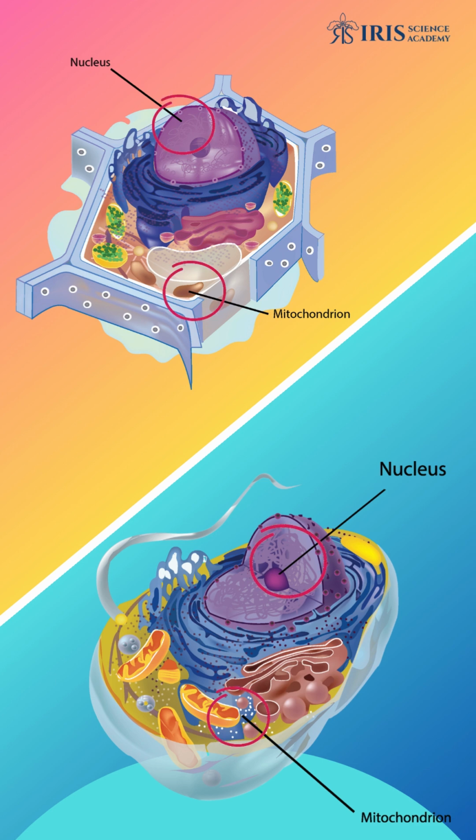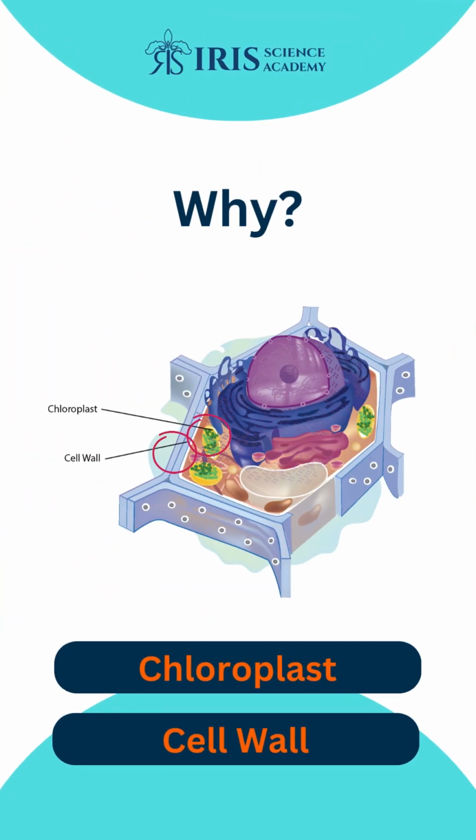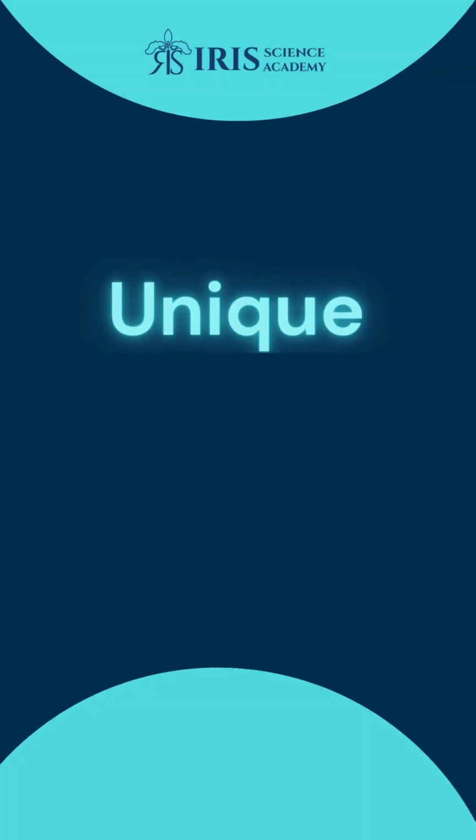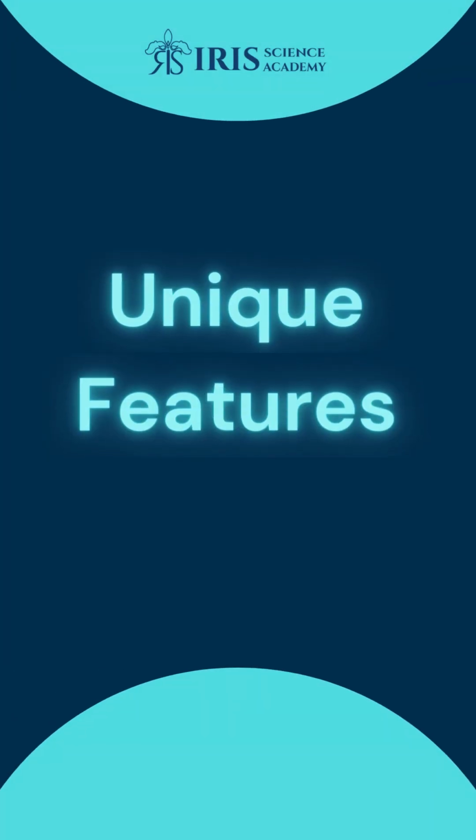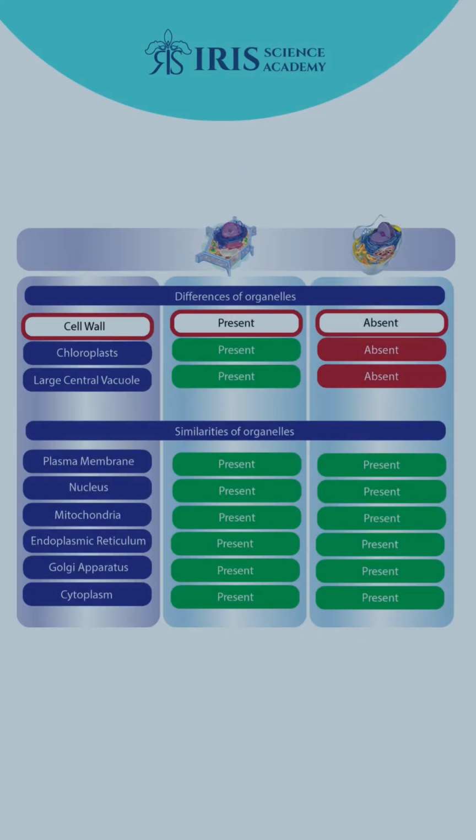Can anyone guess why plants need special structures, like chloroplasts or cell walls? Yes, exactly, to make food or to support the plant. Great answers. Let's explore each organelle in detail. Unique features of plant cells.